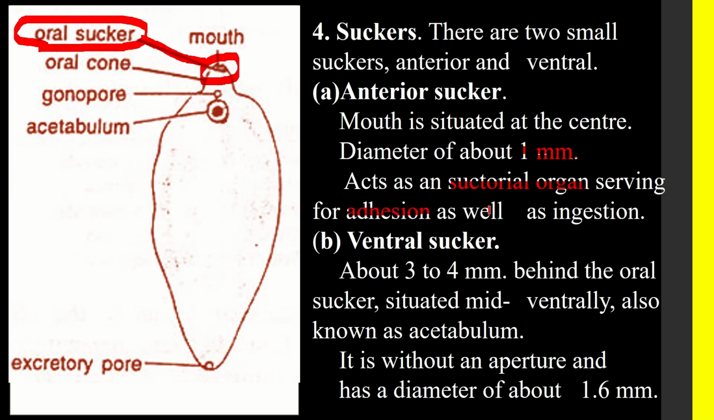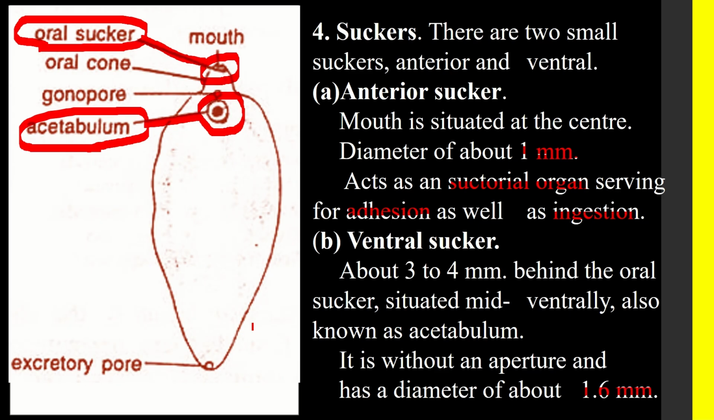Then the second type of sucker is called the ventral sucker, which is about 3 to 4 millimeters behind the oral sucker. Situated mid-ventrally is another bowl-like adhesive sucker, the ventral or posterior sucker, also known as the acetabulum. It is without an aperture and has a diameter of about 1.6 millimeters.